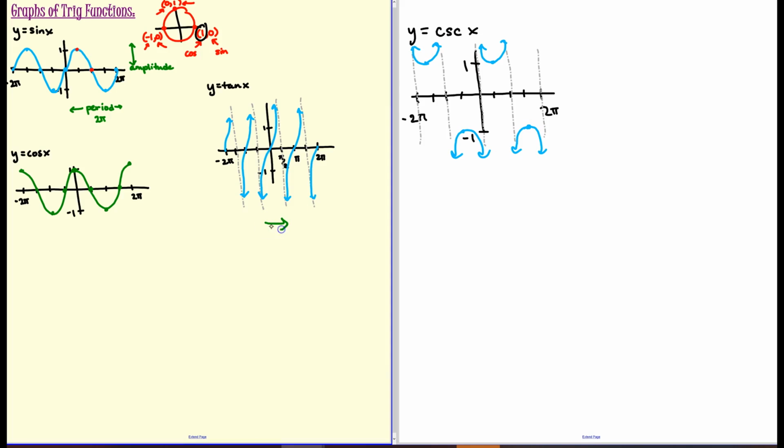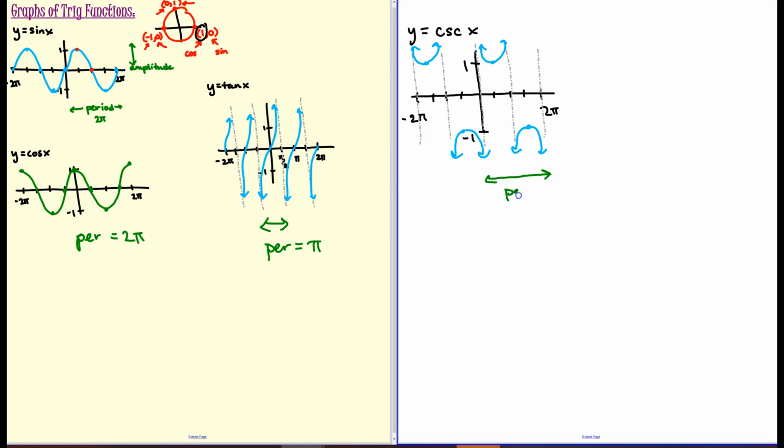So the width of one cycle is just pi. The sine graph had a period of 2 pi, the cosine graph had a period of 2 pi, the tangent graph has a period of pi. For cosecant, the width of one cycle would have one curve going up and one curve going down, so the period is 2 pi. For the amplitude, let's talk about the amplitude of tangent as well.